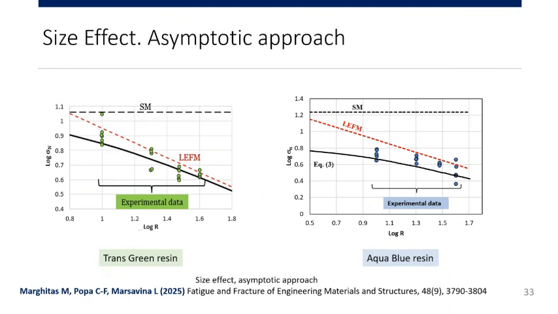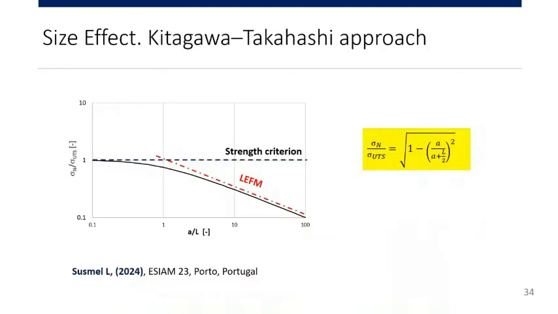Almost all the data, apart from one data point for the smallest specimen with the radius 1, follow the linear elastic fracture mechanics, so the singularity stress field, rather than the strength of material criteria. We need to take this into account when designing such structures, if we have notches, and to do the design according to linear elastic fracture mechanics.